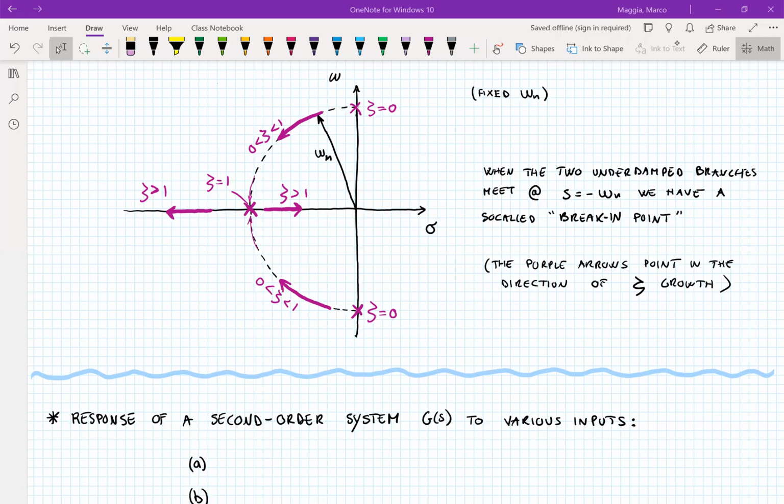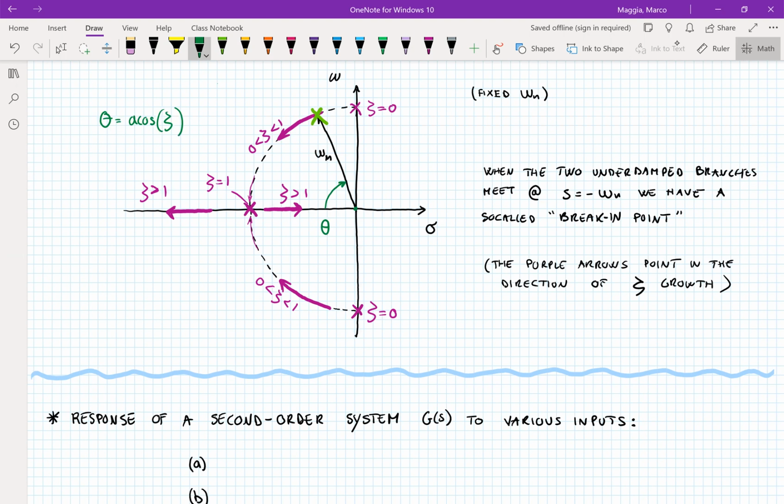Another very useful thing that you should remember is this angle here, which we're going to call theta. It's the angle between the negative real line and the arrow that connects the origin to your pole. Let's say that we have a pole over here. So this angle theta is equal to arccosine of zeta. So if you have the damping ratio, you can calculate the angle.